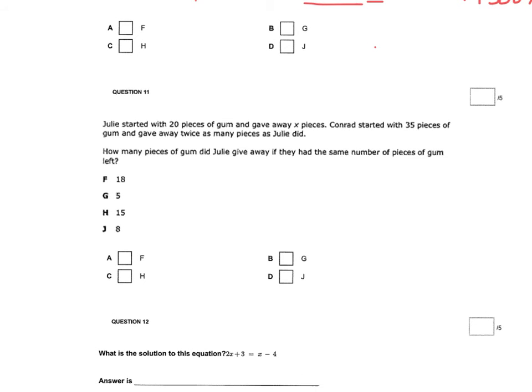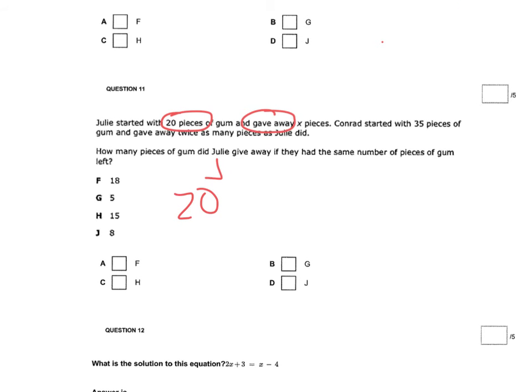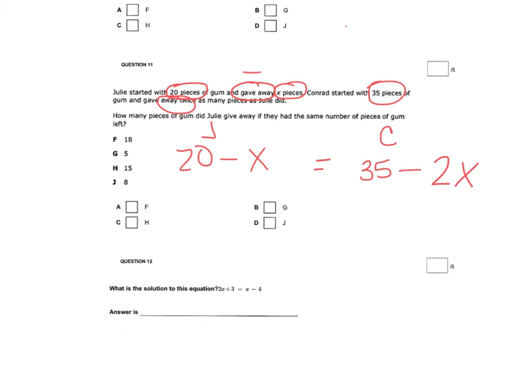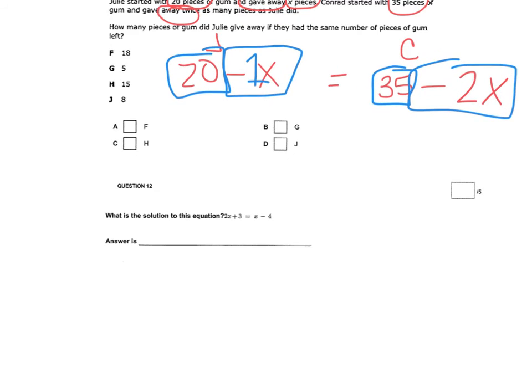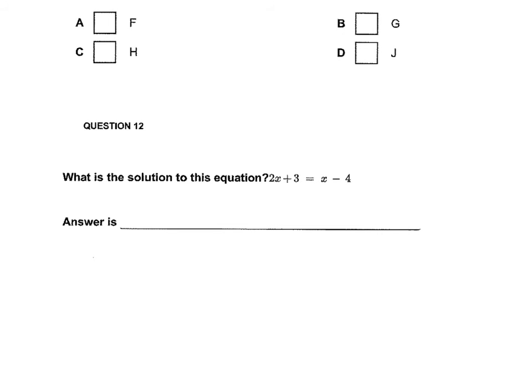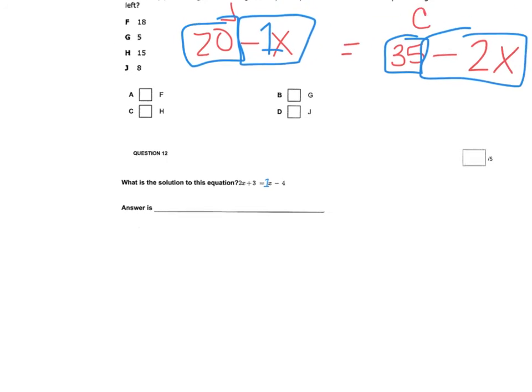On number 11, Julie started with 20 pieces of gum and gave away. So she's not earning, she's giving them away. So instead of adding, we would be subtracting X pieces. Conrad started with 35 and gave away twice as many, so 2 times as many as Julie did. So this was one you would have to go through and solve. And you can put a 1 in front of that X if that helps. Number 12 is another one you're just going to have to go through and solve. If it helps to put a 1 in front of the X, do that.